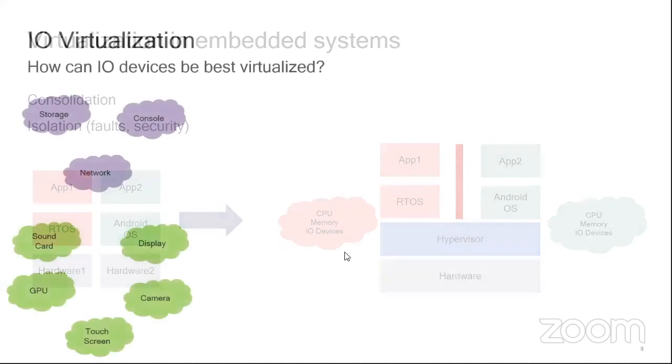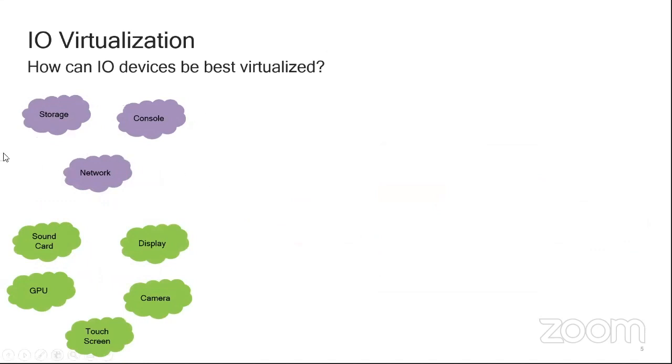By I/O devices, I mean things beyond the typical storage, network, and console. In the case of embedded products, we are also considering things like sound card, display, GPU, camera, and touchscreen. For example, it might be possible to carve up the display so that one operating system gets a part of the display to show whatever it wants, and the other part is available to the other operating system. The same goes for the sound card. In an automotive infotainment unit, while Android has control of the sound card most of the time, if the mission critical RTOS wants to alert on some sensory information, it should be able to immediately use the sound card and output whatever it wants to.